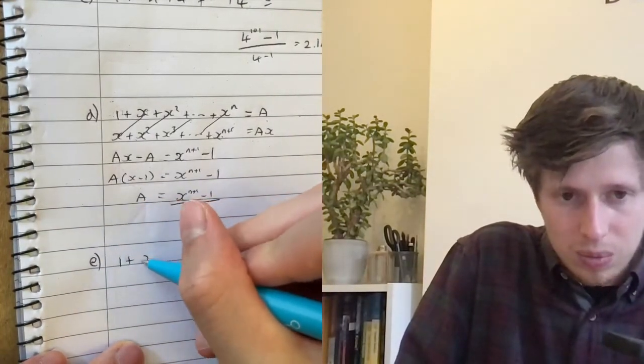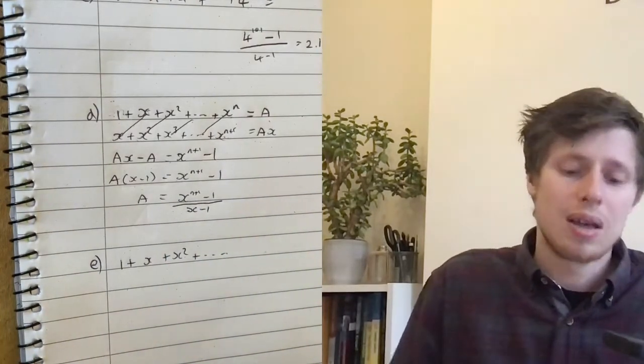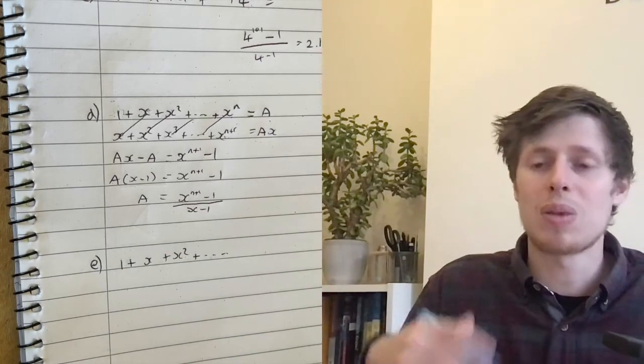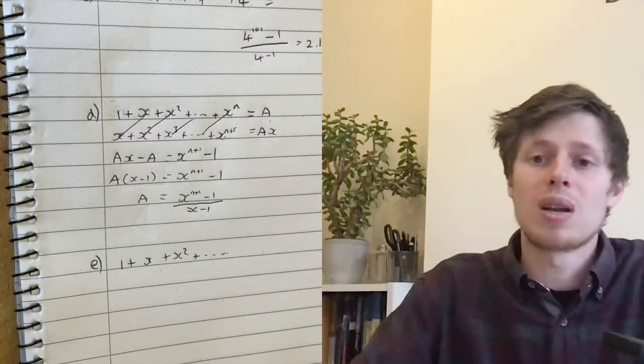Well, how can we work out, if we have a number that is less than 1, if we do this forever, if we keep going, what does that number tend to? What is it basically, if you do this infinitely many times, what is it going to be?